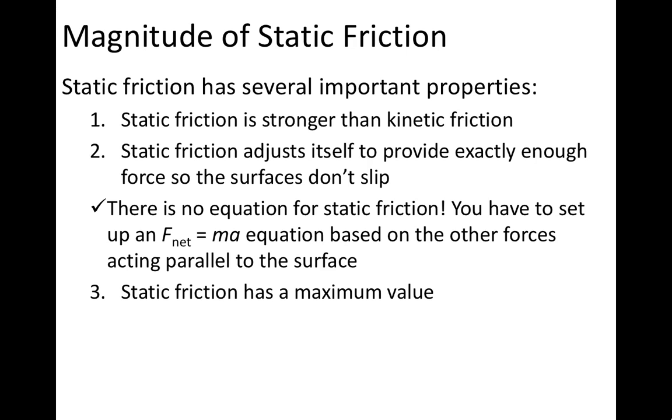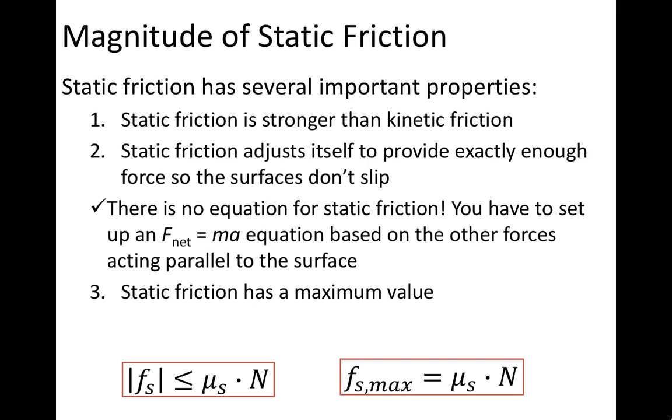And the third property is that static friction has some maximum value. And we have an inequality that we can use to calculate that maximum value. Here it is. That maximum value is a quantity called mu s. Mu s is the coefficient of static friction times normal force.